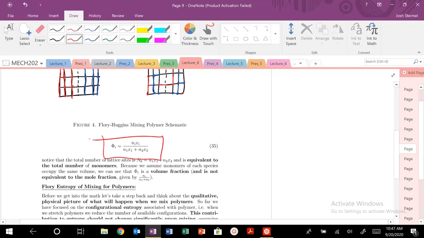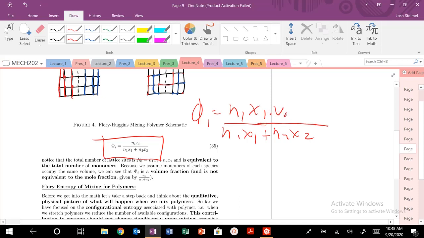And now, key here, the volume fraction of a species is defined as follows. For species 1, phi1 is going to be n1 x1 divided by n1 x1 plus n2 x2. Explicitly, it should include v1 times each term, but since we know that v1 equals v2 equals v naught, we're able to get rid of this. So this is the volume fraction of our polymer, our monomer, whatever we're working with. And the total number of sites is n naught equals n1 x1 plus n2 x2. So the total number of lattice sites, n naught, is equivalent to the total number of monomers.